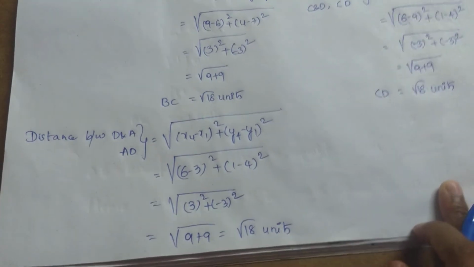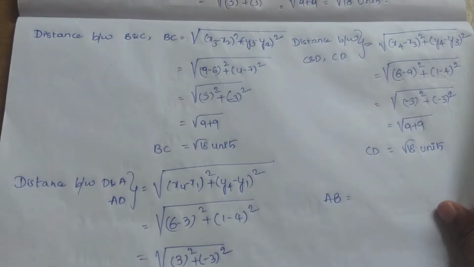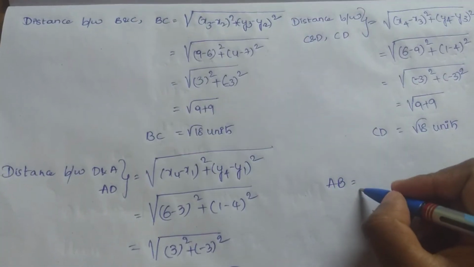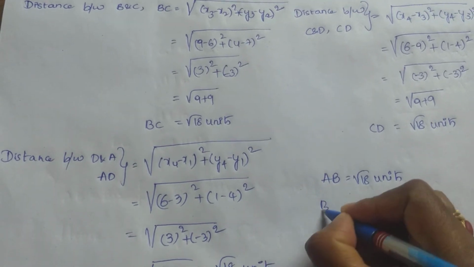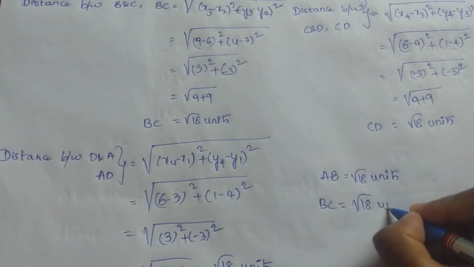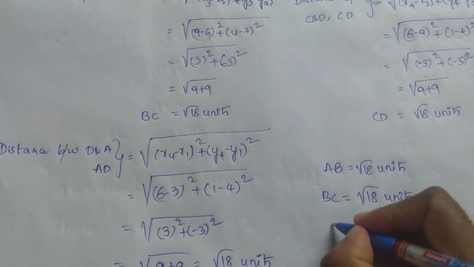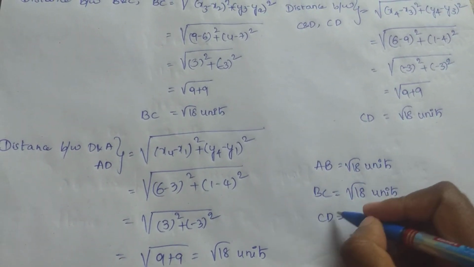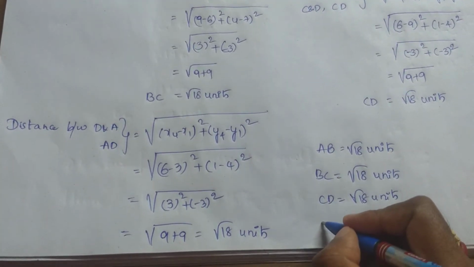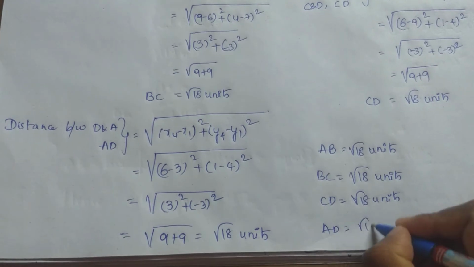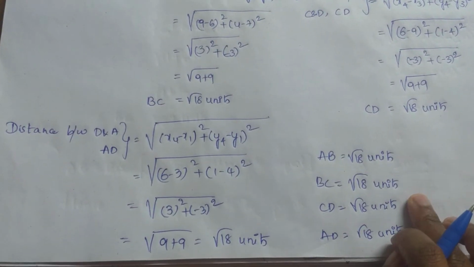Okay. So when you see here, what are the side values you got? AB value we got as square root of 18 units. Clear? AB equals square root of 18 units. And BC also you got as square root of 18 units. CD also you got square root of 18 units. And AD you got as square root of 18 units. So once all sides are equal, one condition is satisfied.